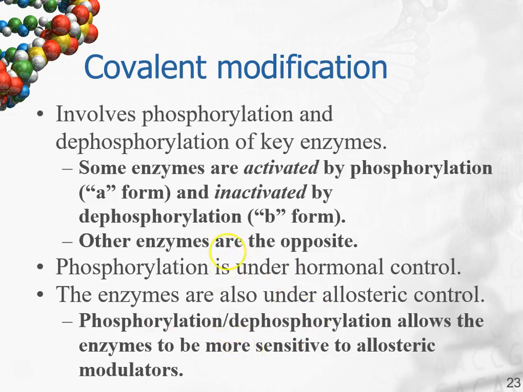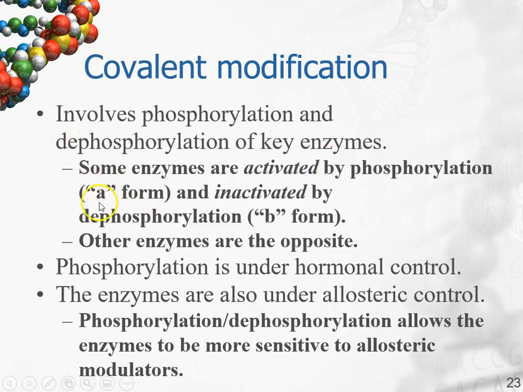So here, the main way that we control these enzymes is by phosphorylation. So phosphorylation is under hormonal control. We're also under allosteric control. Allosteric control is sort of a fine tuning. So phosphorylation allows the enzymes to be more sensitive to allosteric modulators.